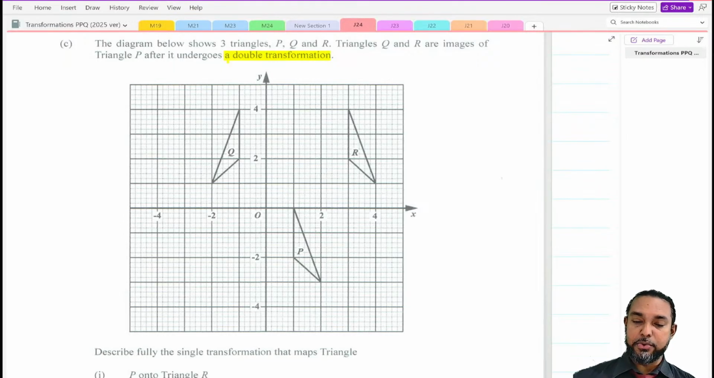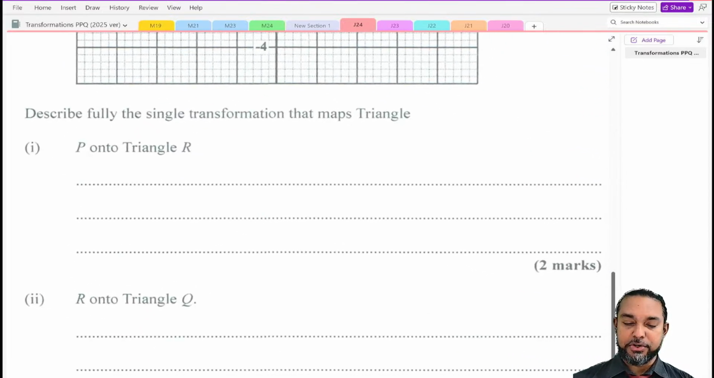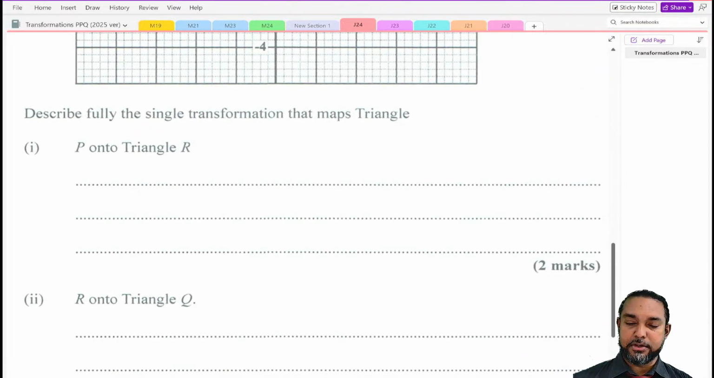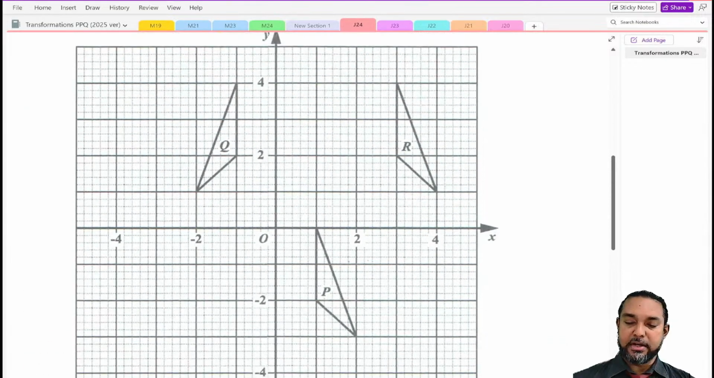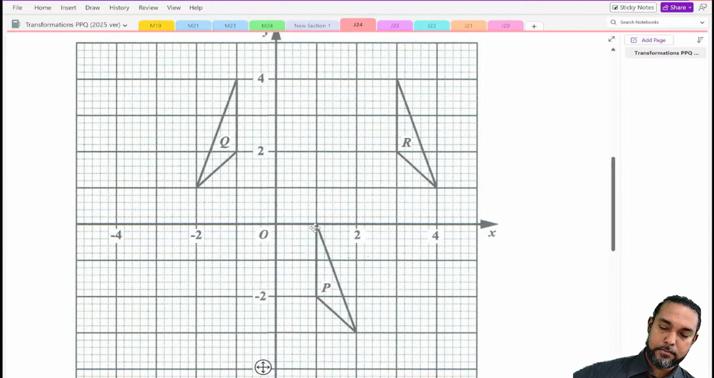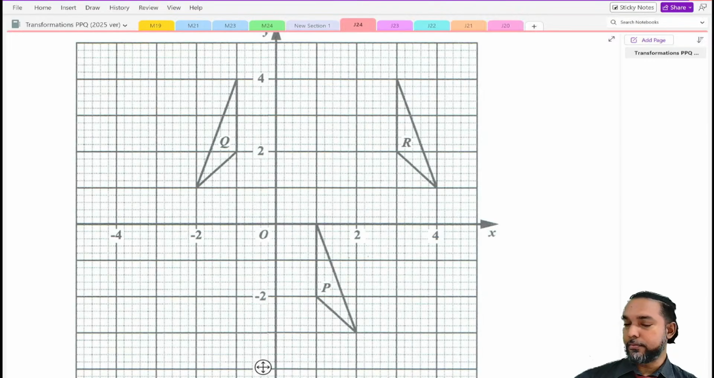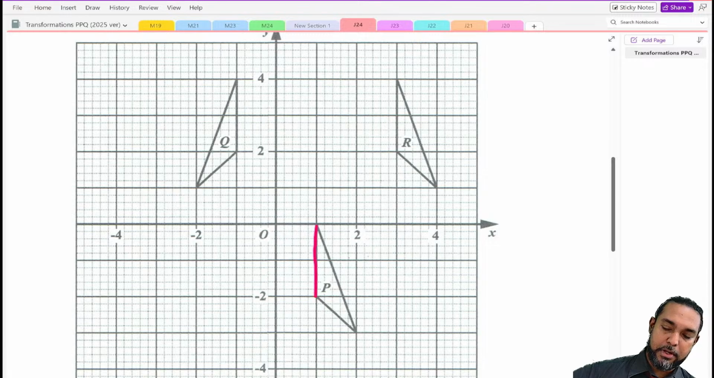Okay, so we have P to Q to R. Describe fully the single transformation that maps triangle P onto triangle R. Okay, let's take a look. If you look at P and R, do they look reflected or rotated, or do they look basically in the same orientation? Same orientation, right?